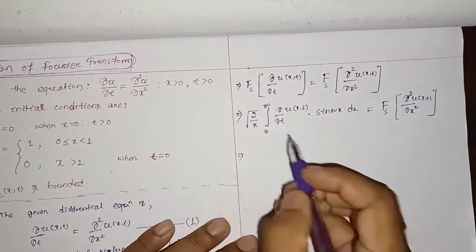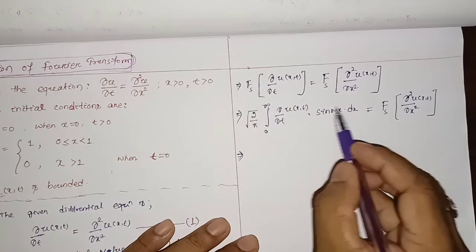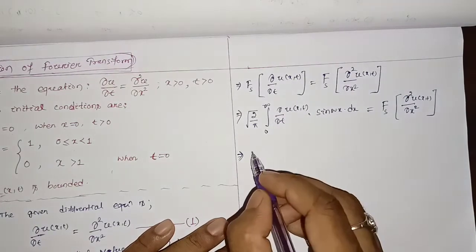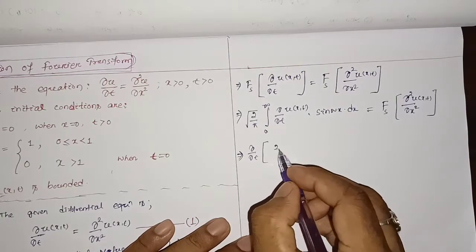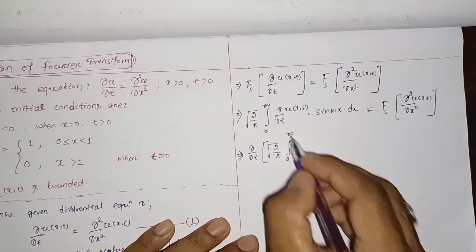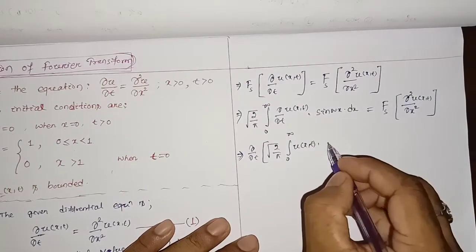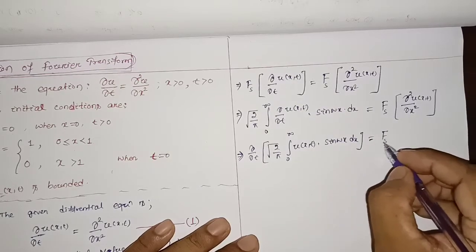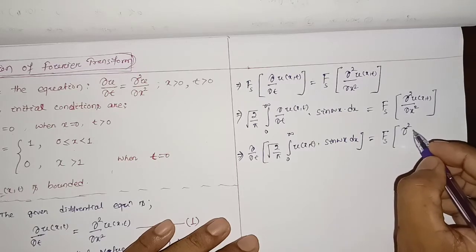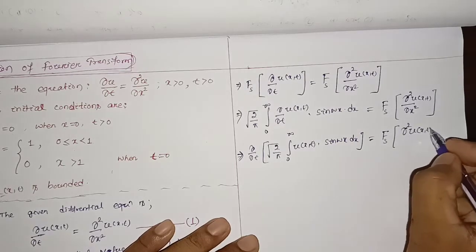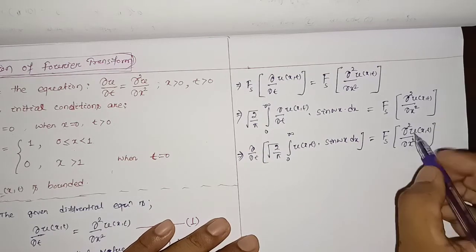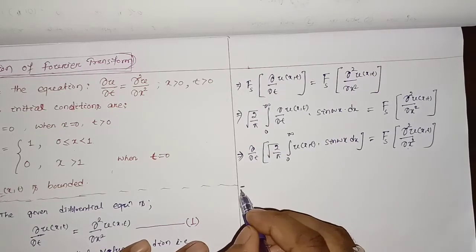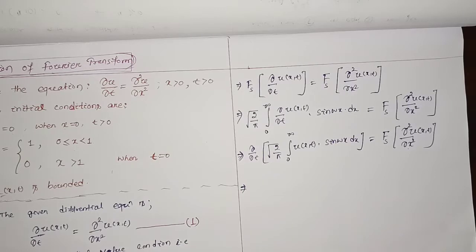So that implies, here you can see the Fourier sine transform is applied over variable x, and also integration with respect to x. So del by del t can be taken outside. Del by del t of root over 2 by pi, integral from 0 to infinity of u(x,t) into sin(omega x) dx, is equal to the Fourier sine transform applied over the second derivative of u(x,t) with respect to x, or we can write del square by del x square of u(x,t).